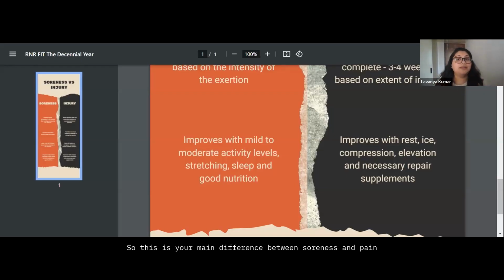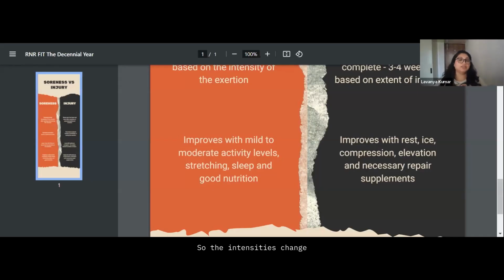So this is your main difference between soreness and pain. Soreness usually goes away in 3 to 4 days. If it doesn't, that's when you have to look into it further. It depends on the intensity and the functional disability it is giving us. Is it not even letting me move anymore? And then what am I supposed to do?